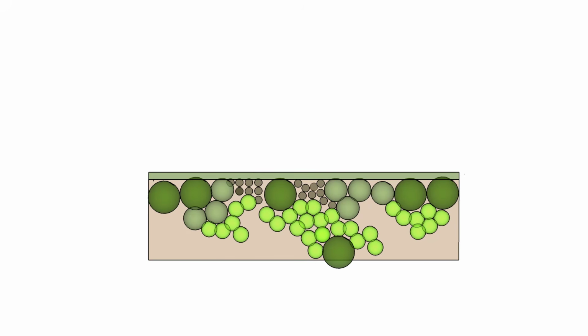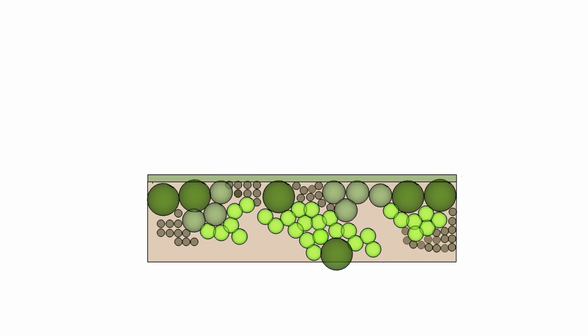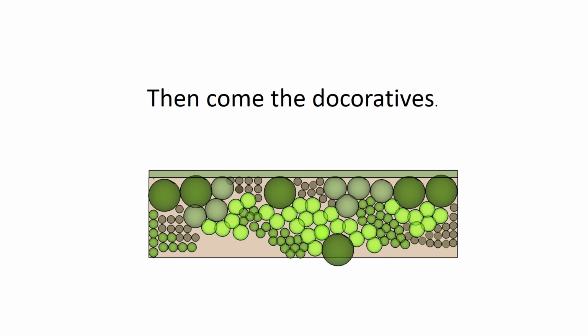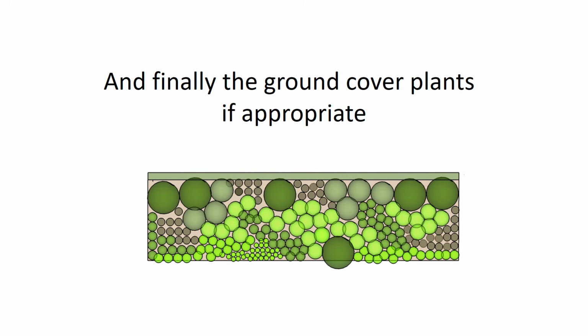These groups can be blocky in shape or long and sinuous, and depending on the group shapes will have a big influence on your final design. Each will create a different look and feel, which will be discussed in later lectures. Then come the decoratives. These fill the majority of the border depending on the look and feel. And finally, the ground cover plants, if appropriate.